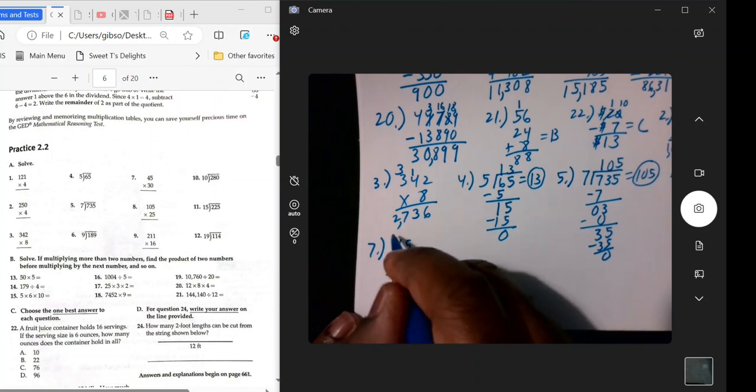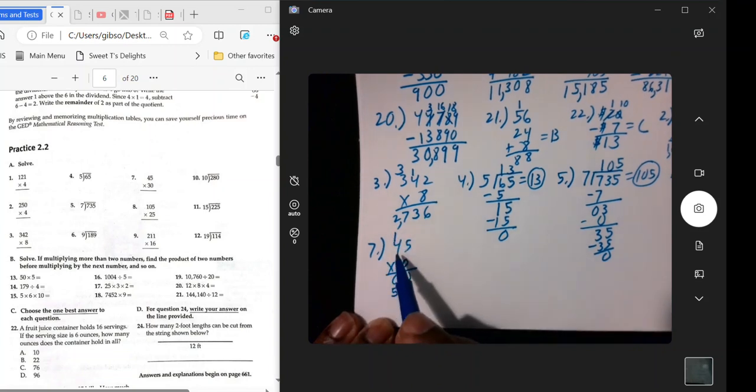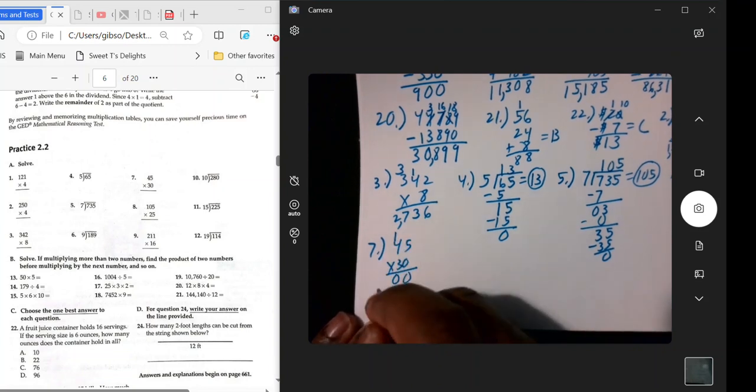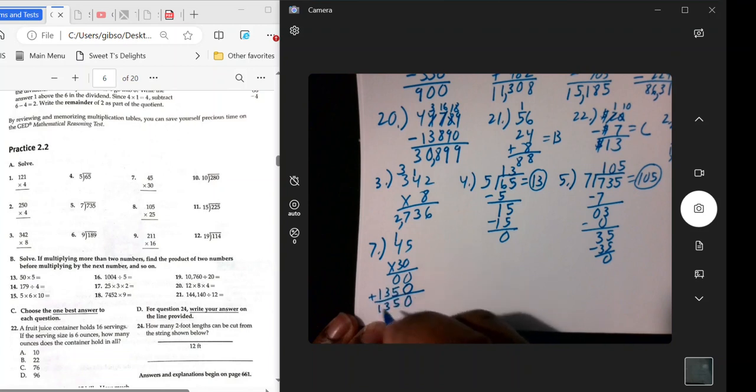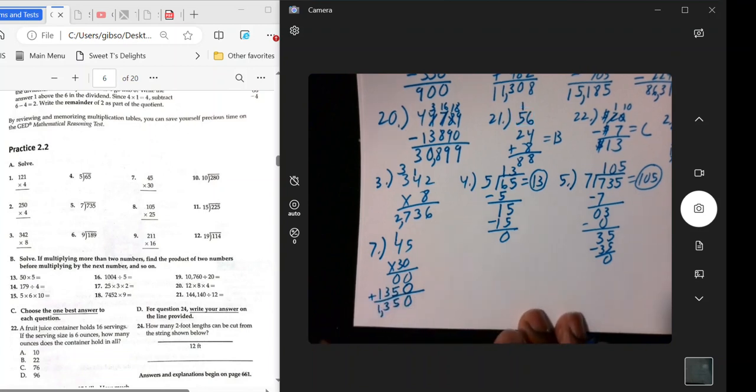So we put our 5 here, carry our 1. 3 times 4 is 12, plus 1 is 13. So now we add this. 0 plus 0 is 0, 0 plus 5 is 5, and then basically 0 plus 3 is 3, and 0 plus 1 is 1. So our answer here is 1,350.